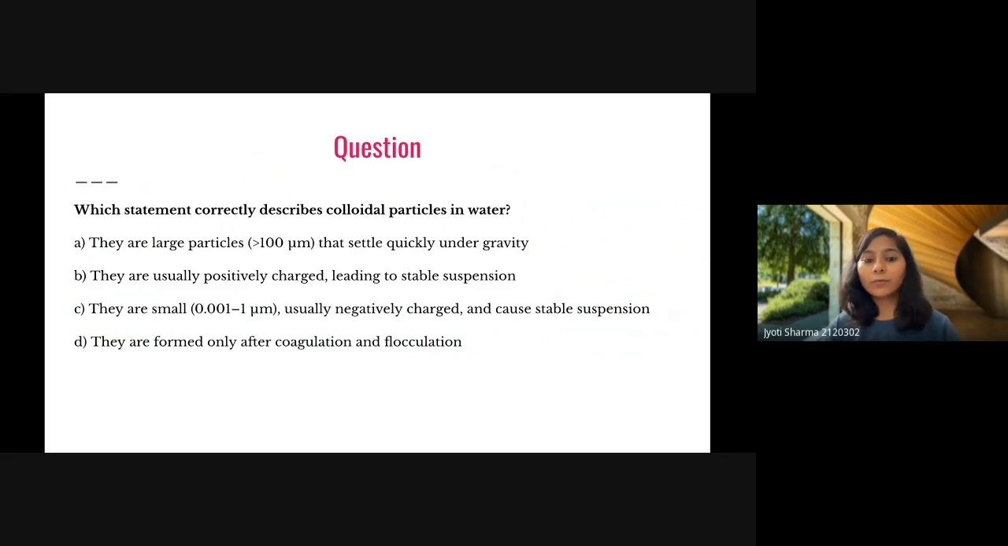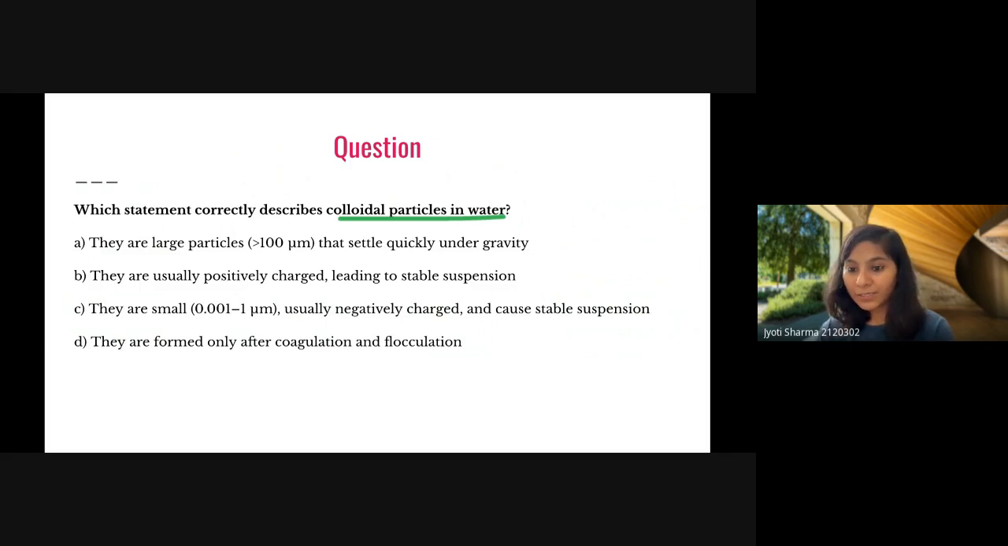Okay, because one of the problems that we have in the surface water is that we have some colloidal particles in that surface water. So can you define that colloidal particle in the water? What does it mean? They are large particles that settle quickly under gravity. They are usually positive charge, leading to stable suspension. They are small, usually negative charged, and cause stable suspension. They are formed only after coagulation and flocculation.